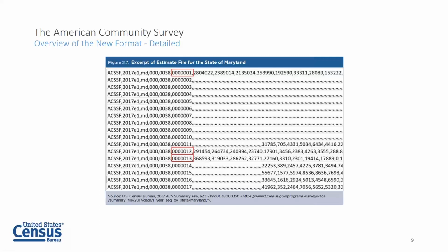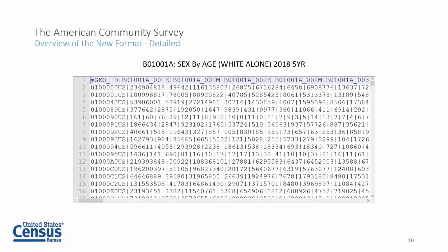And so what would the new format look like? Scrolling down, we'd see the data. This is an example for 2018 5 year for B01001A, sex by age, white alone. And you can see it's much cleaner. It has the geo ID directly here. And then in the columns, it has the estimates, and the column header has the table and line number that relates to that column. And also the estimates and MOEs all in 1 file here.